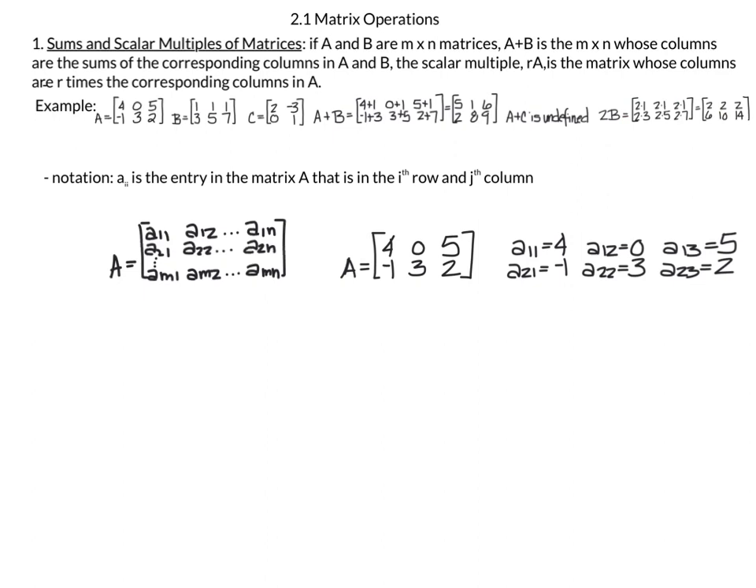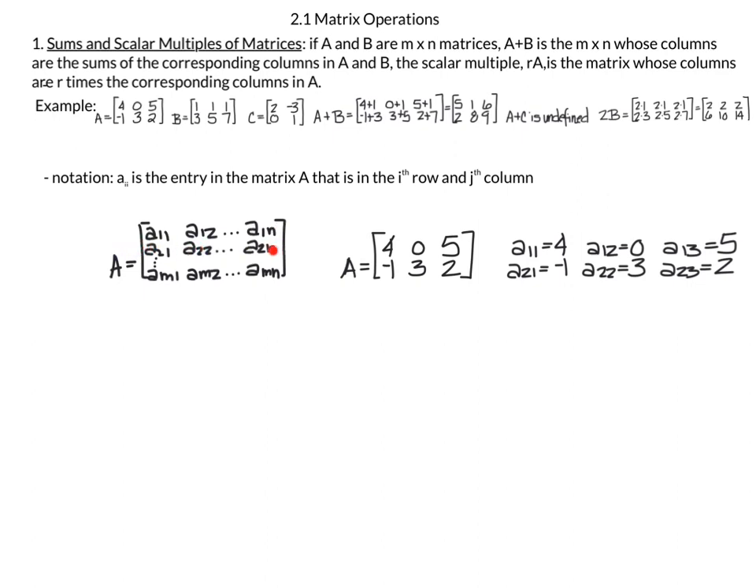The next thing I want to mention is notation. So A sub ij is the entry in the matrix A that is in the ith row and jth column. In other words, if I wrote out an m by n matrix, m rows, n columns, then my A11, that's my first row, first column. A12 entry, that's my first row, second column, and I can keep going on. My A13 is my next entry because it's the first row, third column, and I go up to A1n.